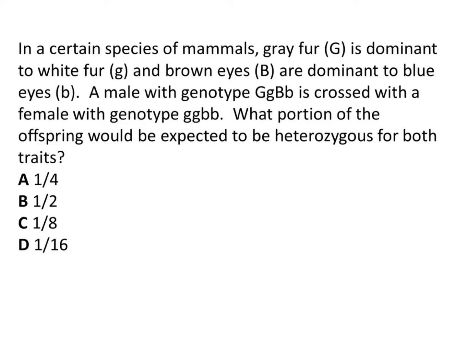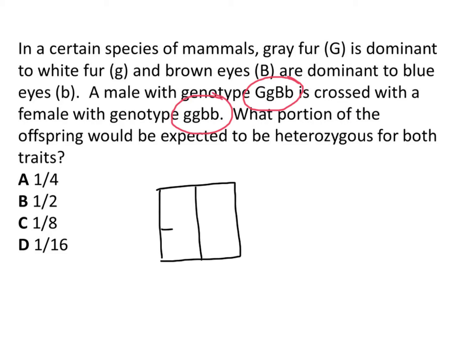So the first thing I want to do is make sure I understand what genotypes I'm working with. It tells me that the male has genotype big G, big B, little b. He's heterozygous for both traits. And it tells me that the female is homozygous recessive for both traits, little g, little b. So knowing the genotypes of both parents, I can now make my Punnett squares. Because I'm looking at two traits, I'll make two Punnett squares.